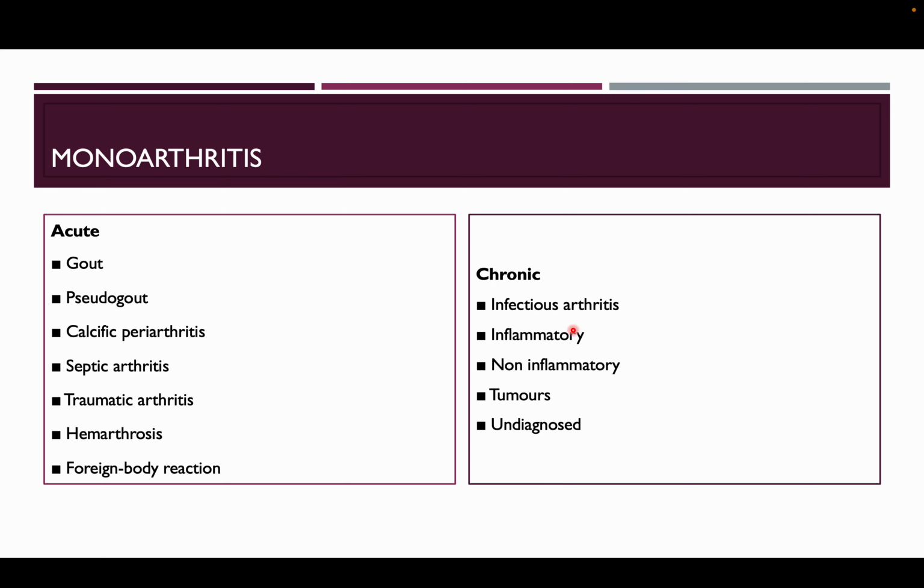In the case of chronic, you look for infectious arthritis like tuberculosis or some syphilis. Tuberculosis is the main thing. Brucellosis can present as chronic. Any inflammatory cause like rheumatoid arthritis or SLE, or non-inflammatory causes like trauma, avascular necrosis can also present, and tumors can cause chronic monoarthritis or undiagnosed.